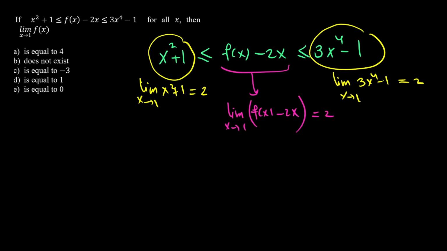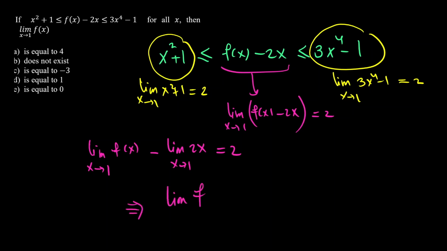But this limit can be split into two parts. So this is the limit of f of x as x goes to 1 minus the limit of 2x as x goes to 1. Everything must be equal to 2. But the limit of 2x as x goes to 1 is also 2. Therefore, it is true that the limit of f of x as x goes to 1 must be equal to 2. And then 2 from the other side, that should be 4.